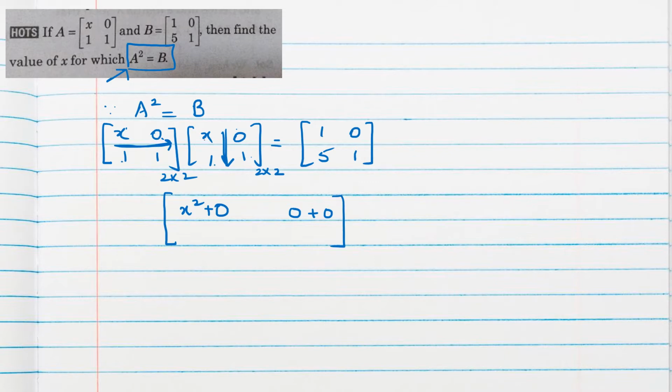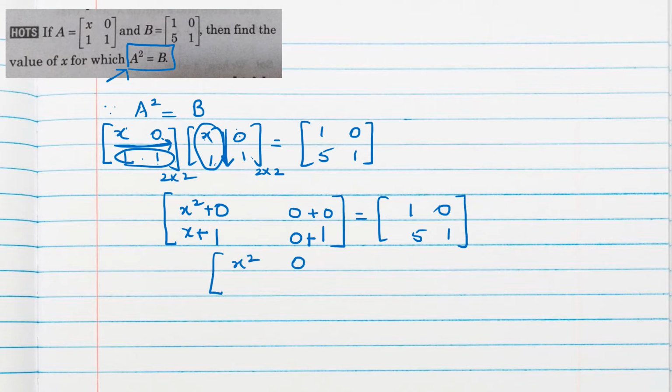Then second row, first column: x ones are x plus 1. Then 0 plus 1 into 1 is equal to 1. Then simplify the expression: x square, 0, x plus 1, 1, equals 1, 5, 0, 1.